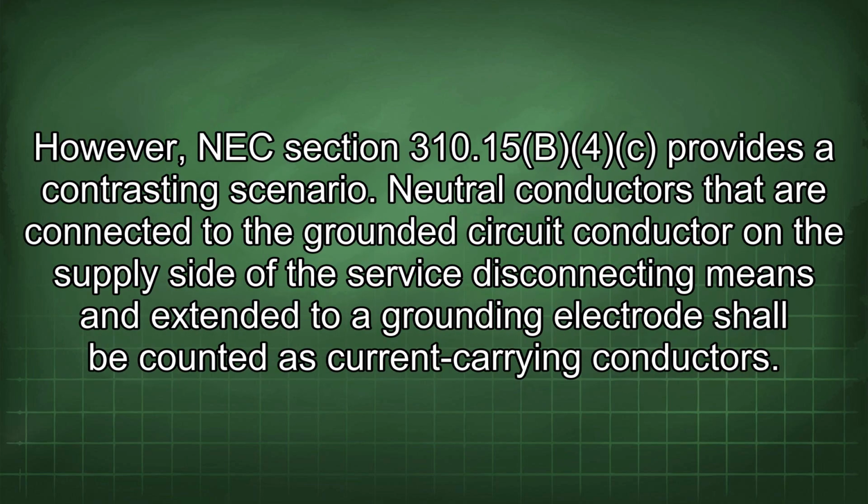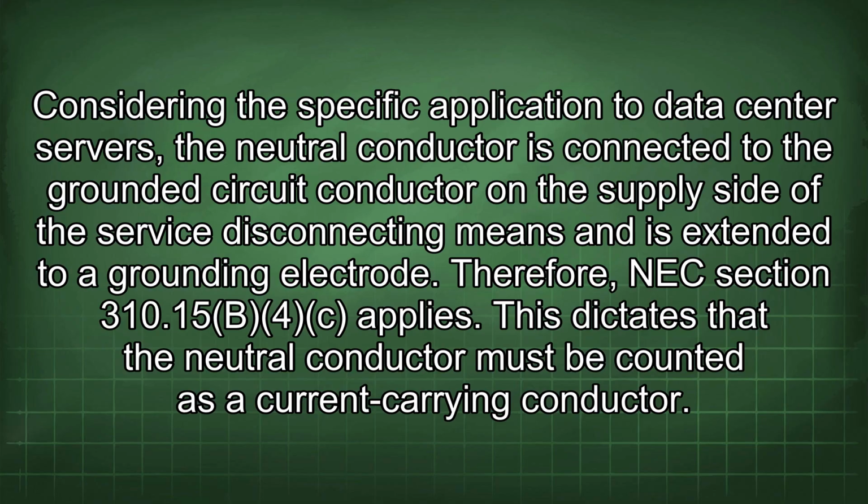However, NEC section 310.15(B)(4) provides a contrasting scenario. Neutral conductors that are connected to the grounded circuit conductor on the supply side of the service disconnecting means and extended to a grounding electrode shall be counted as current carrying conductors. Considering the specific application to data center servers, the neutral conductor is connected to the grounded circuit conductor on the supply side of the service disconnecting means and is extended to a grounding electrode. Therefore, NEC section 310.15(B)(4) applies. This dictates that the neutral conductor must be counted as a current carrying conductor.